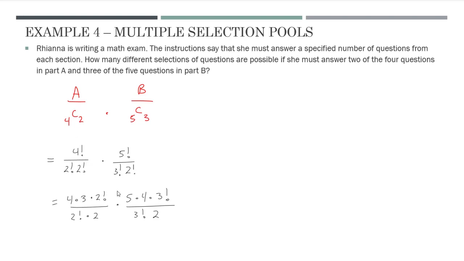So then doing some canceling, so the 2 factorials and then the 3 factorials. And actually 2 times 2 is 4, and 4 divided by 4 is 1. So that all gets canceled out as well. So we're just left with 4 times 3 times 5, which is 60. So there's 60 different ways that we can complete this exam.